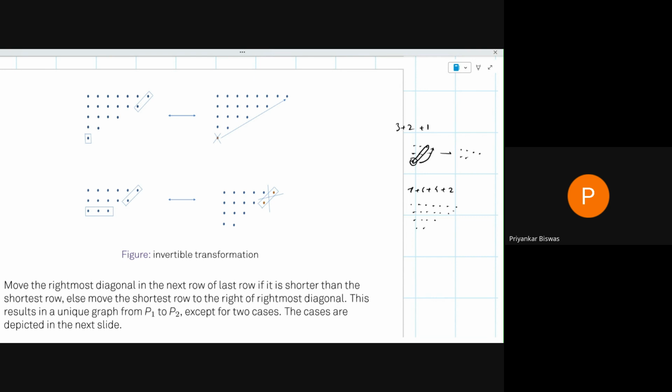Here the rightmost diagonal is this and this, of length 2, and this is length 2. So the rightmost diagonal is not smaller than this. So again, shift it from here to here. The new transformation would be like this.